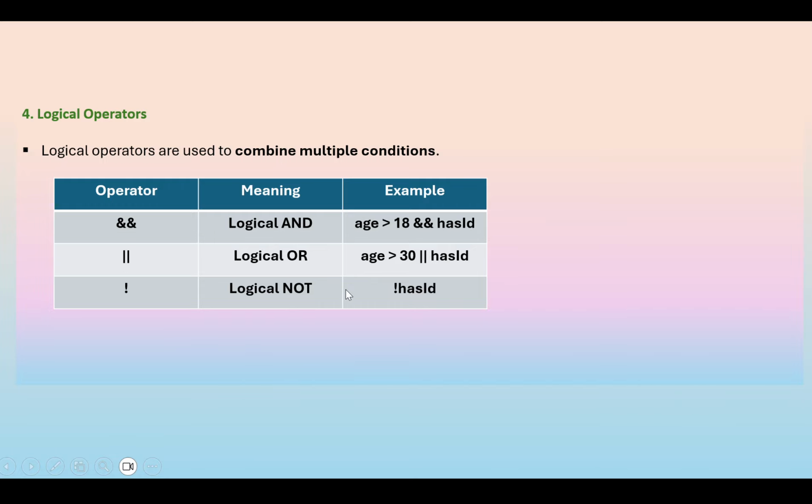Coming to the last one, logical not, it will reverse the value and send the same value. For example, here we have one variable has id. If it is containing value true, it will invert the value to false and false value will be returned. If it is containing false, it will change it to true and the same value will be returned.